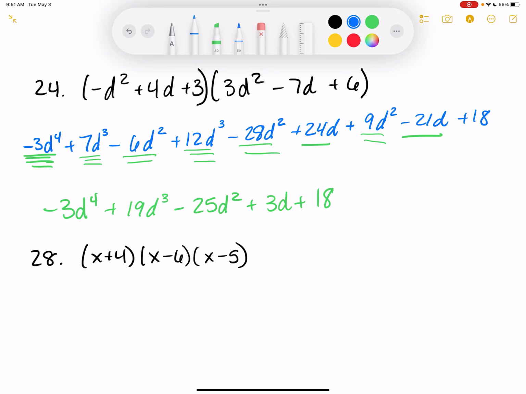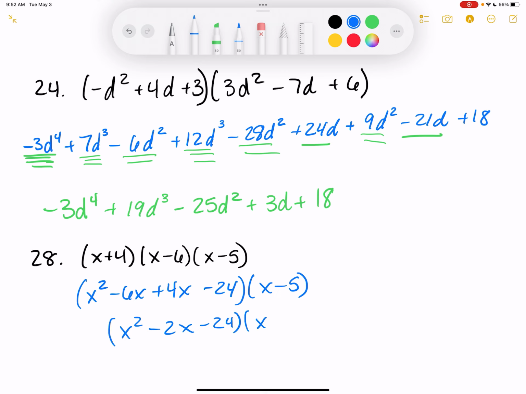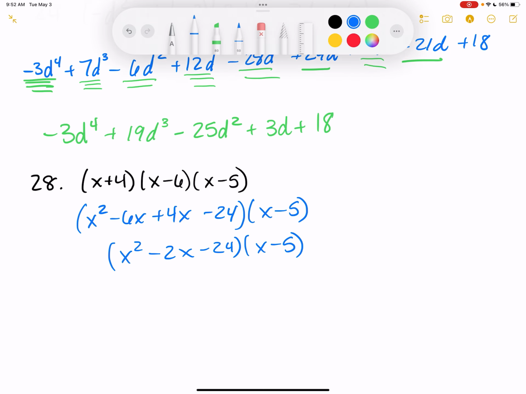x squared minus 6x plus 4x minus 24, times x minus 5. Then I would simplify this just to make it a little bit easier. So this middle term is going to be negative 2x. So x squared minus 2x minus 24 times x minus 5. So now I can super FOIL.